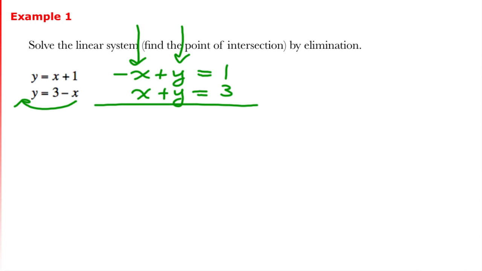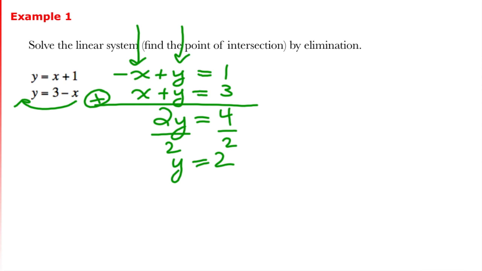So I'm going to choose to add, because that's a little different. Negative 1x plus x is 0, so they cancel out. Y plus y is 2y, and 1 plus 3 is 4. Divide both sides by 2, and y equals 2. And this is where elimination turns back into substitution.